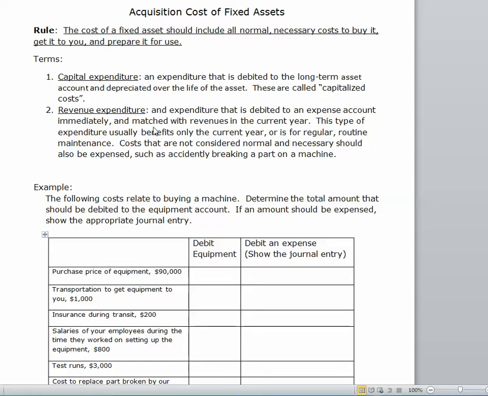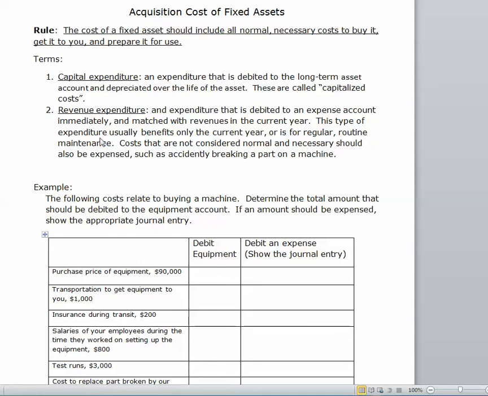A revenue expenditure, and I have to admit I don't really like your author's term here, it really is just any cost that's going to be expensed on the spot rather than being put into the long-term asset account and depreciated over a bunch of years. So if you decide to debit an expense account, you'll be running it through the current year's income statement and therefore matching it with revenues of the current year. And I think that's why your authors call it a revenue expenditure. It's really an expense being matched with this year's related revenues.